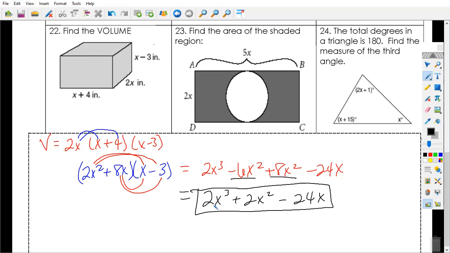Yes, there is additional practice. How do you feel about multiplying more than one polynomial? Doable? Okay. Again, just go monomial, binomial, binomial, multiply left to right. So the volume here was 2x cubed plus 2x squared minus 24x.